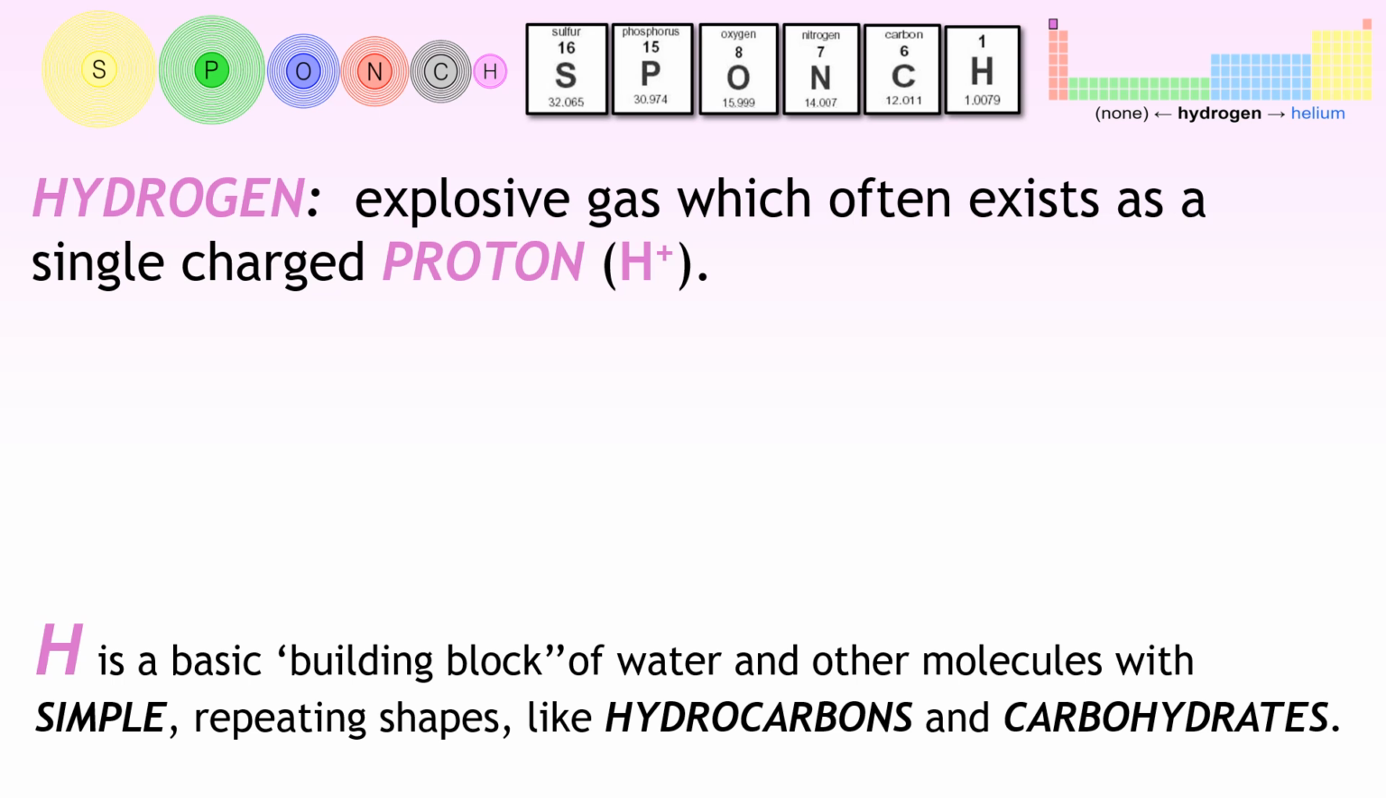Less obviously, since hydrogen is the simplest element, it's very useful as a basic building block of a lot of other molecules that are pretty simple, things like water, or other molecules that have simple repeating shapes. We're going to learn that one particular kind of simple repeating shape is a hydrocarbon, which is just a molecule made from hydrogen and carbon.